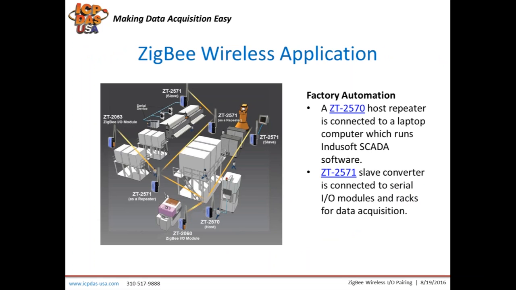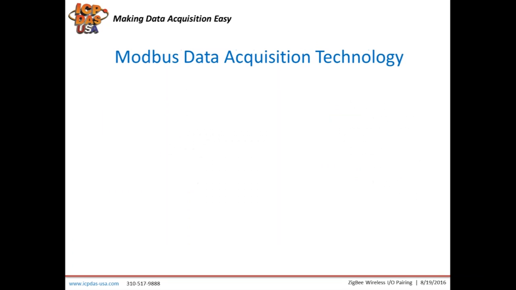Here's an application diagram of a typical Zigbee application. The ZT2570 at the bottom is connected to a PLC or SCADA system and is collecting data and reading data from Modbus slave devices connected to our ZT2571 at the top and our Zigbee IO modules, our ZT2053 on the left side. The ZT2571s also act as repeaters to help bridge communication between devices.